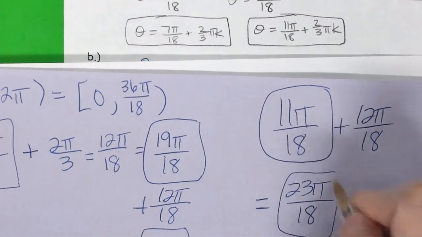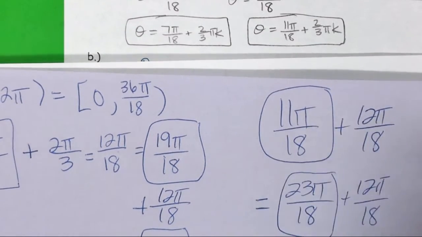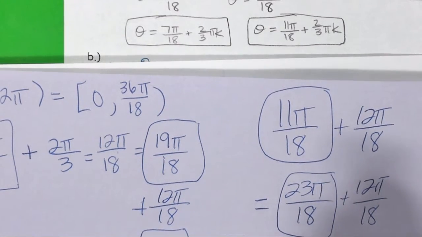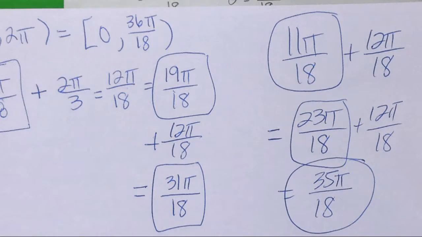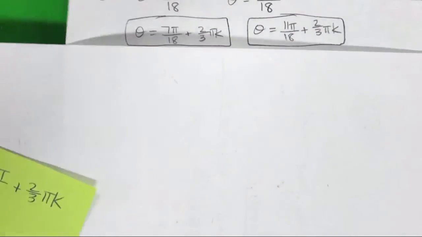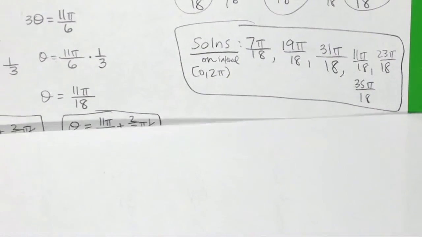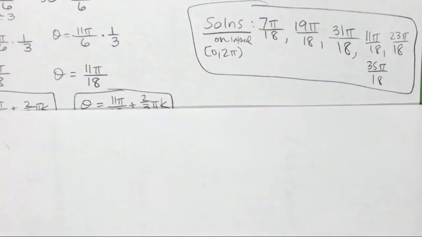Yep. So then let's add 12 pi over 18 again. What do I get there? 35 pi over 18. So then, do I even have to add another one to know? No. Since if we add 12, it's going to be way above that. All right, so how many solutions did I find altogether? 6. So there are 6 solutions in that interval. There are not always that many, which you'll see with the next one.